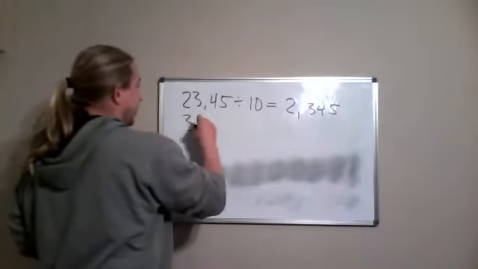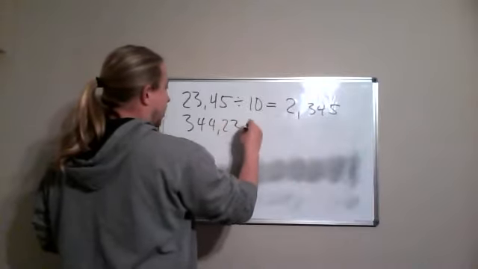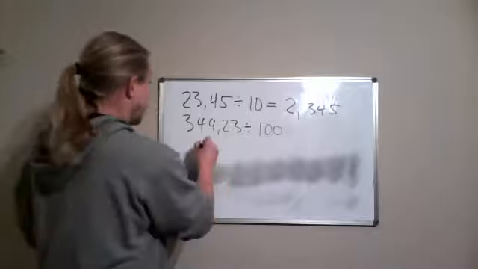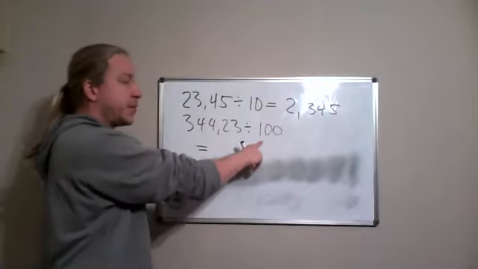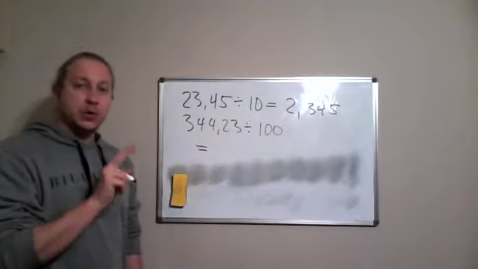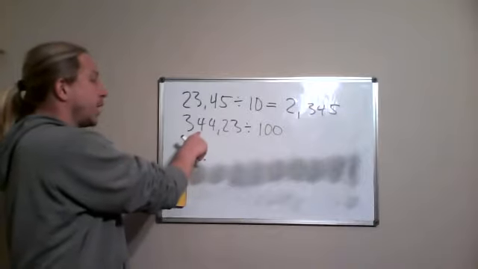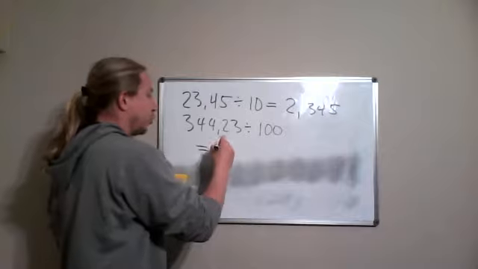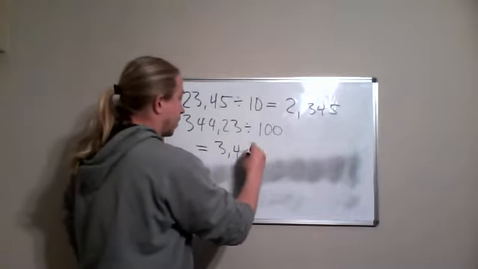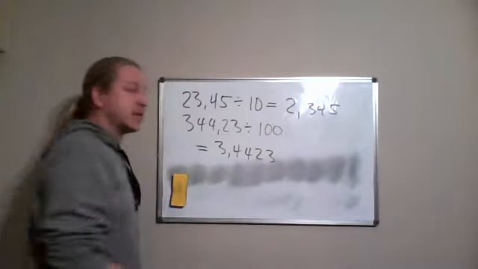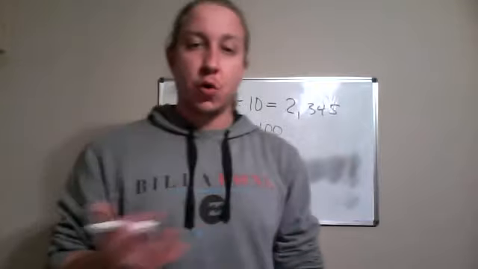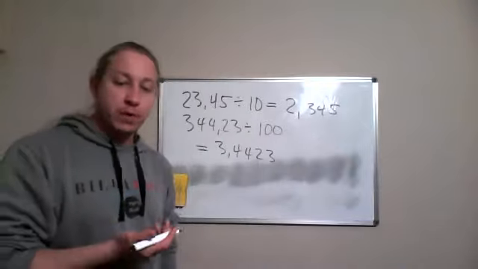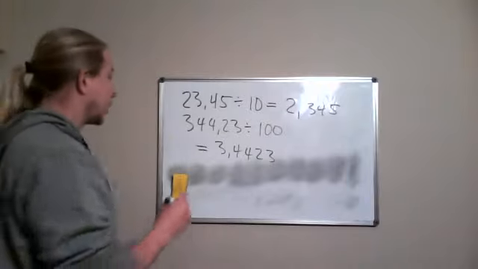Next one, 344.23 divided by 100. We're dividing by a power of 10 again. We have 2 zeros. We're going to move the comma to the left 2 places. So it will be 3.4423. Okay, guys, very, very easy. It's always the same. Division, multiplication by powers of 10. We're just moving the comma back and forth. Let's quickly do the last one.